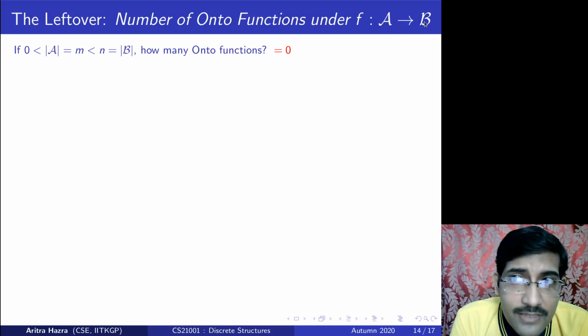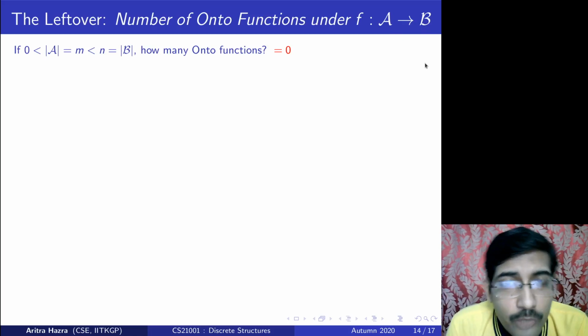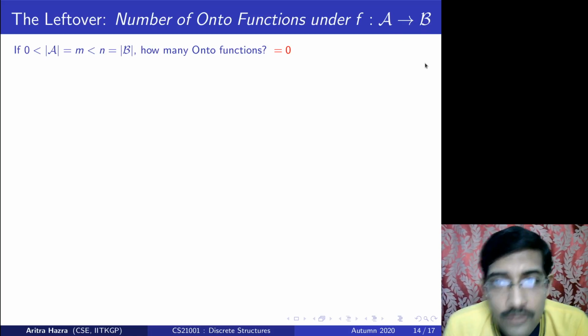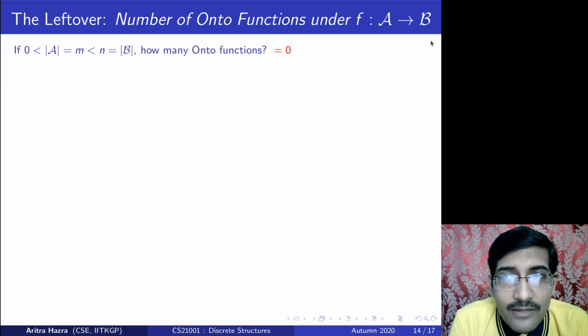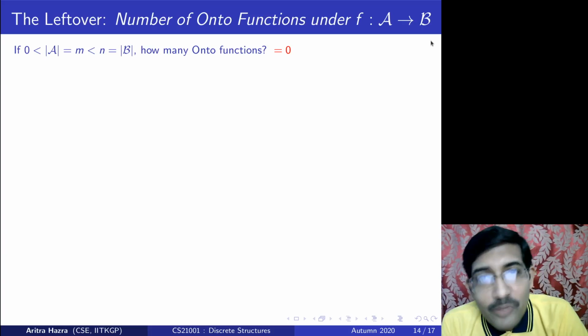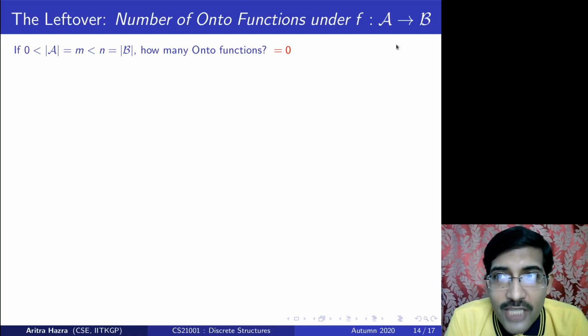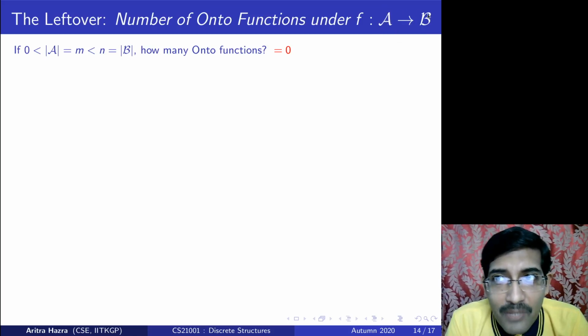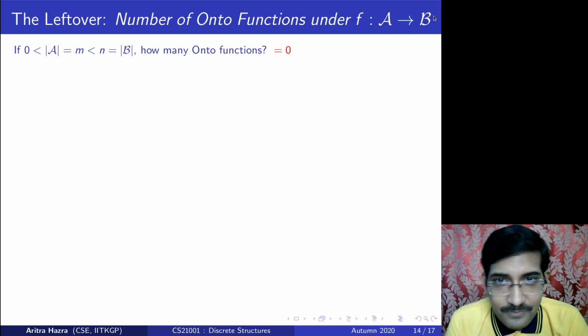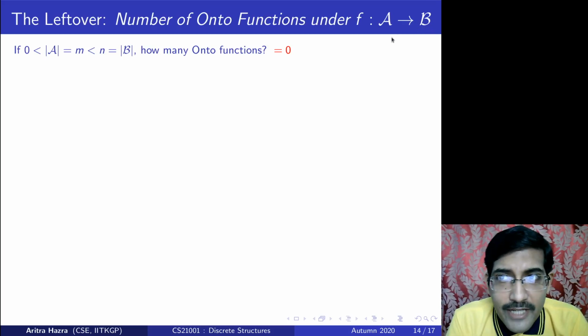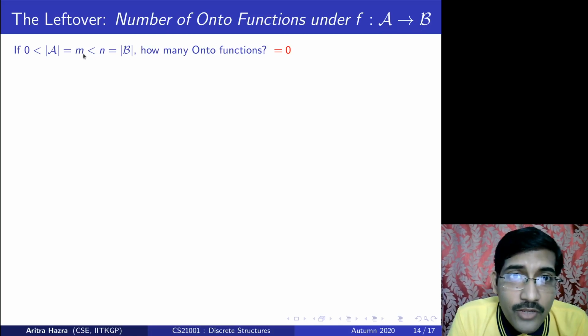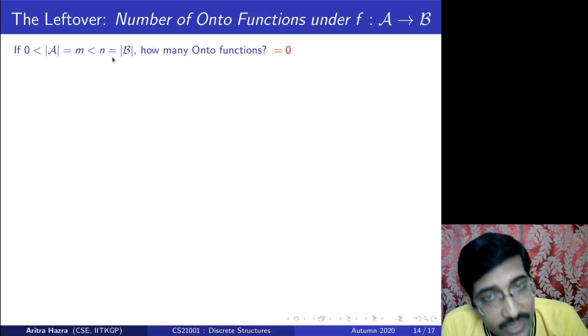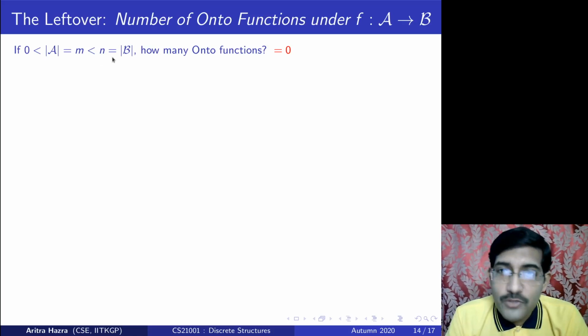That means that if the number of elements in B are more than A, some element of B I have to miss out. So if I miss out some element of B, then my function cannot be onto, because onto means the image of the element of A must be equal to B itself. So for every element here, I need an associated element from which I can map. Therefore, if the number of elements in A is less than the number of elements in B, then onto functions are not at all possible.